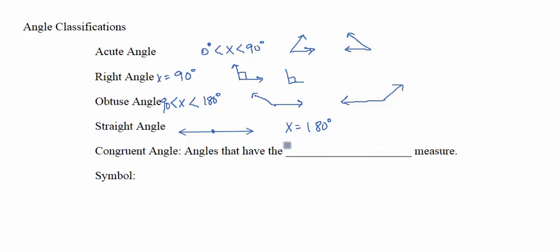And congruent angles are angles that have the same measure. And the symbol, again, we've already talked about this, is an equal sign with a squiggle wave above it. So if I said angle A is congruent to angle B, that's how you would write it, with that symbol.